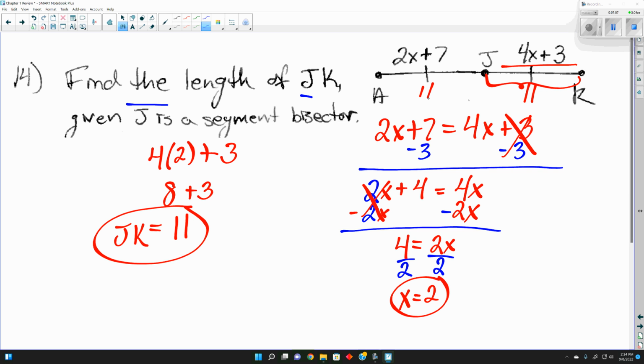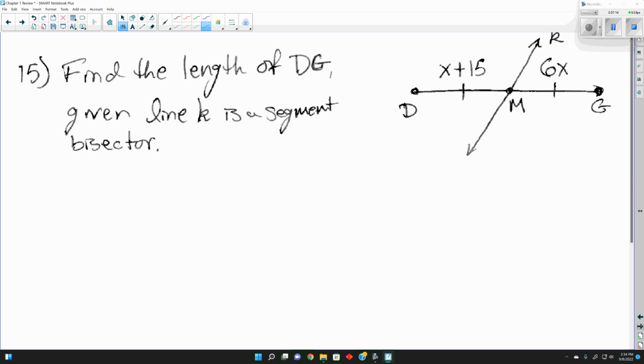Questions on this here? And again, I would pay attention to what the question is asking. Because that was asking for J to K. 15 is asking for what? D to G. It's asking for the whole length. We can do the same thing.